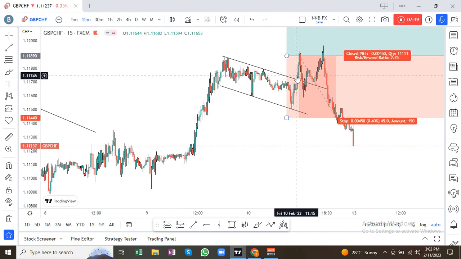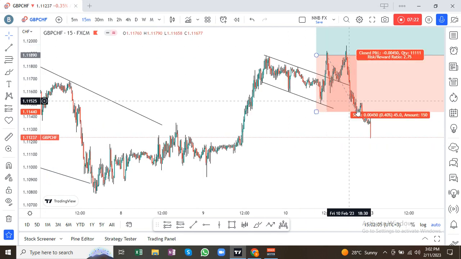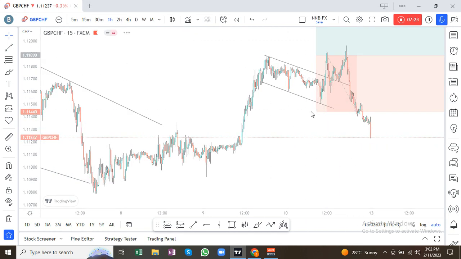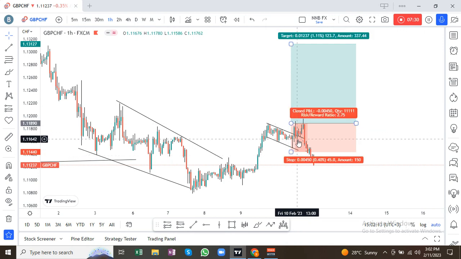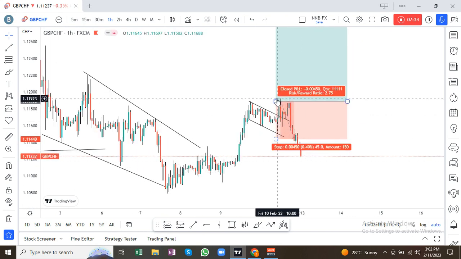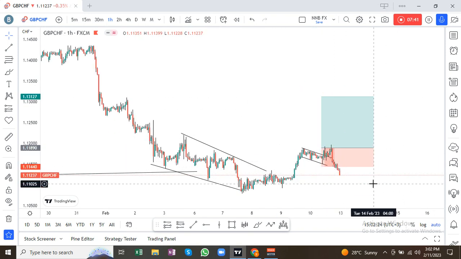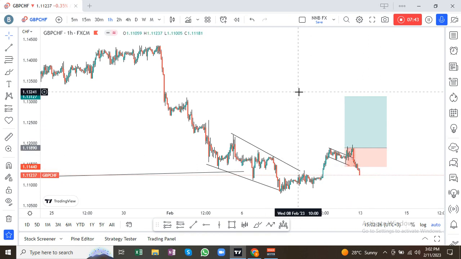I didn't enter on the break of that correction because I was not around my trading desk. So I entered from up here. I had set my entry just above this bullish candle right here. The market took me up and then it moved down. It corrected up a little and then it impulsed down and it took me out with a 1% loss.